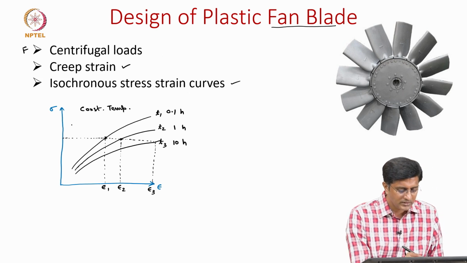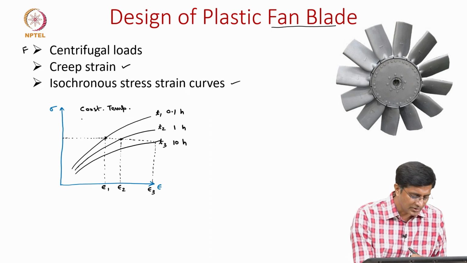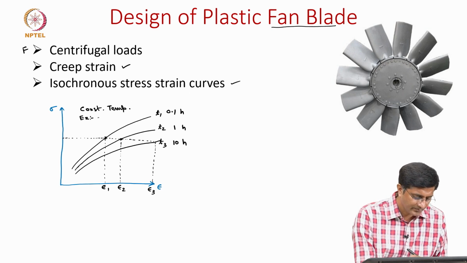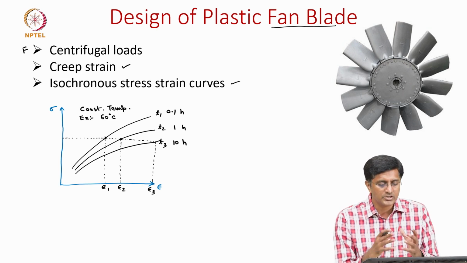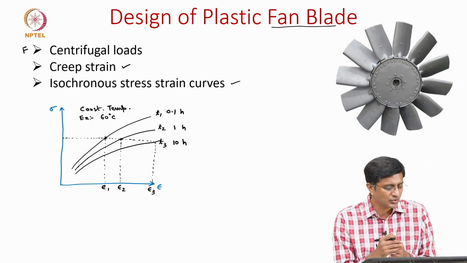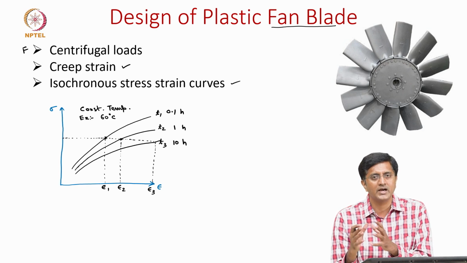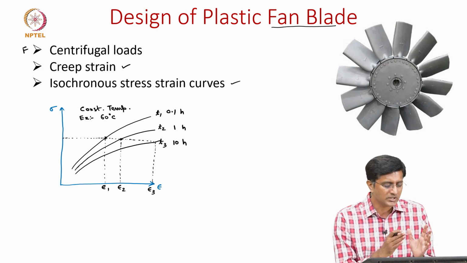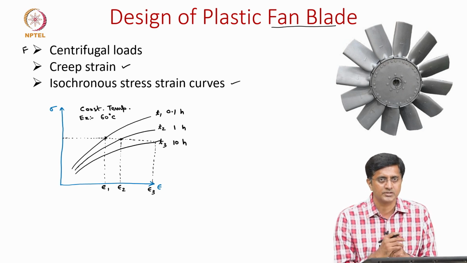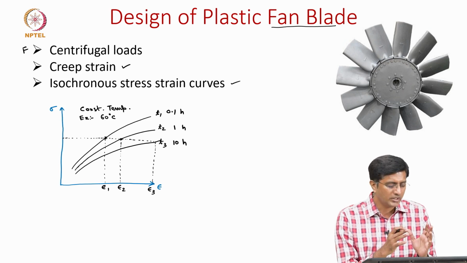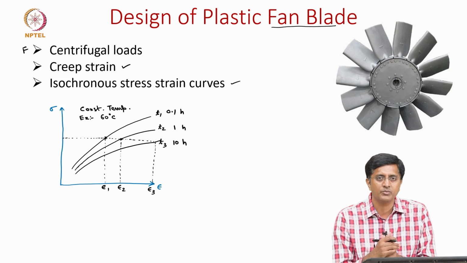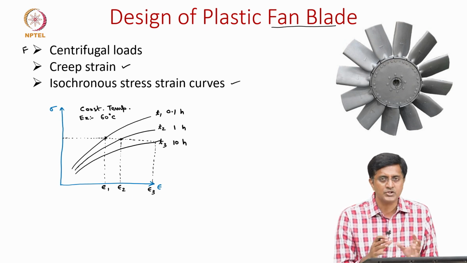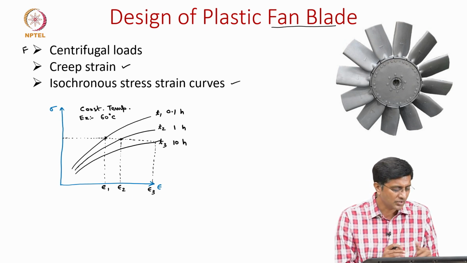So let us say this is done at 60 degrees centigrade for example. But let us say in a particular application, this fan blade is exposed to room temperature as well as a higher temperature of 60, then basically you need to look at both the charts, one with a temperature of 60 and then another chart with a temperature of room temperature, just to give you an idea or a sense of what is the creep strain.